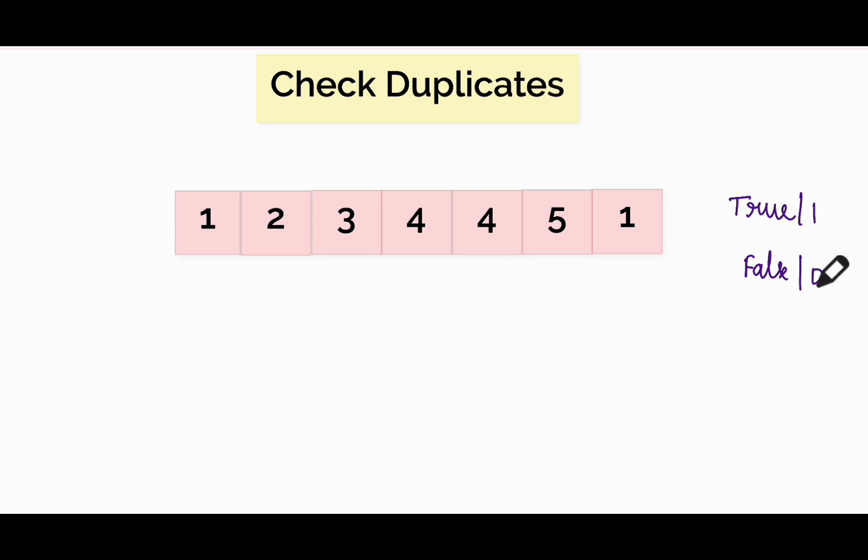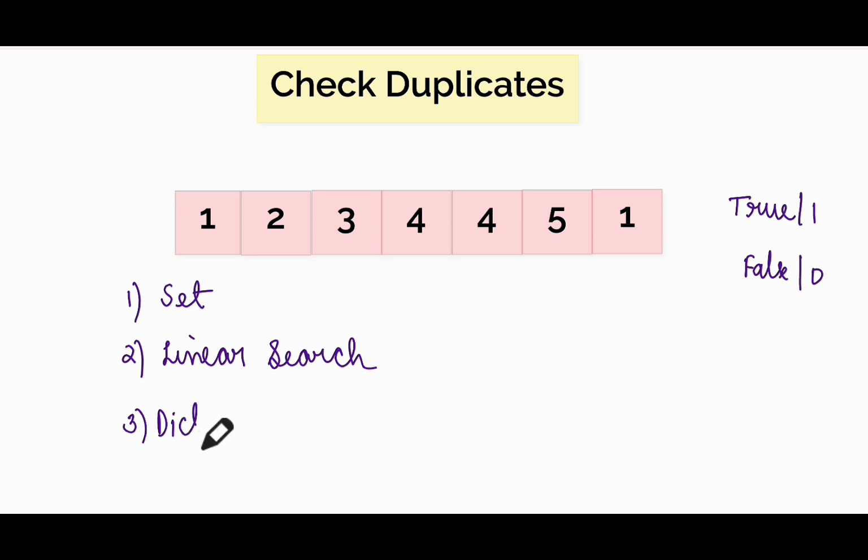Now to solve this question, there are three standard approaches which I'm going to discuss, and which will be used in other questions as well. The first method is using the set method. The second method is using a linear search method. And the third method which we are going to discuss is the dictionary method. I'll be discussing the approach and the coding for each of them. So let us deep dive into each, and let's start with the set.